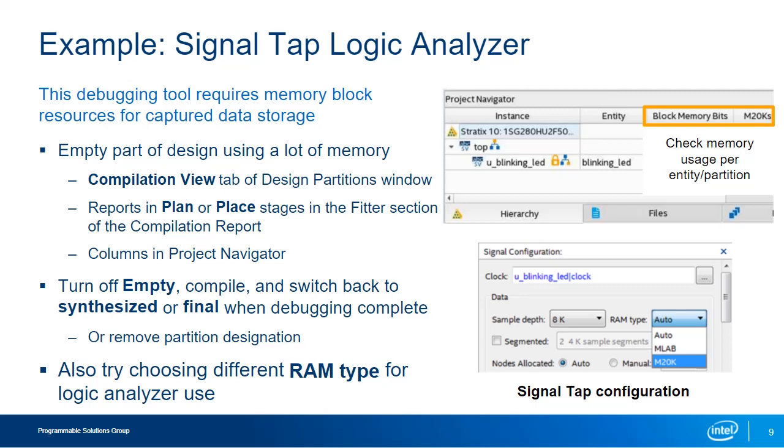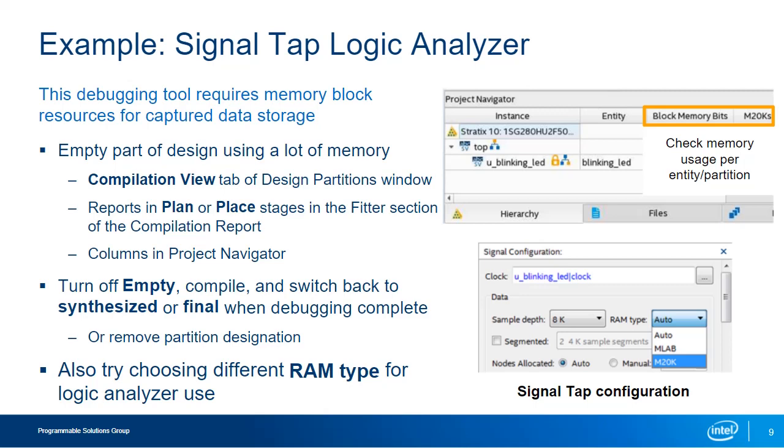If there is a completed part of the design that is using a lot of these resources, set it up as a design partition and empty it out. You can see how many memory resources are being used for each part of the design in the Design Partitions window, the Project Navigator, or in the Plan or Place Stage folders in the Fitter folder in the Compilation report.